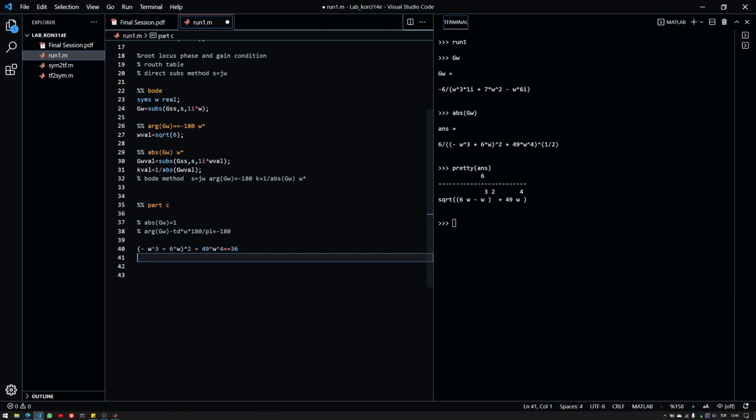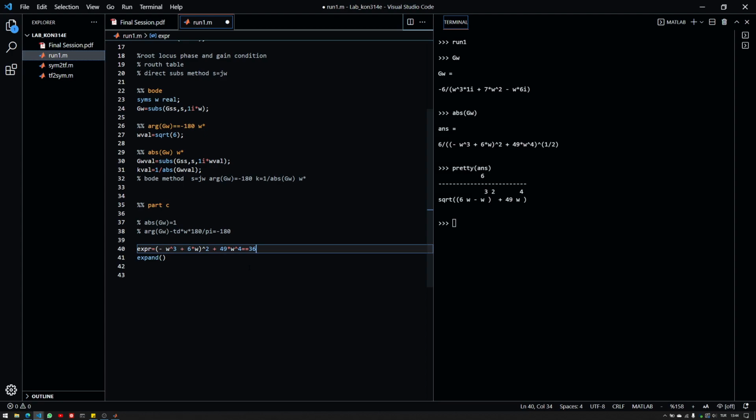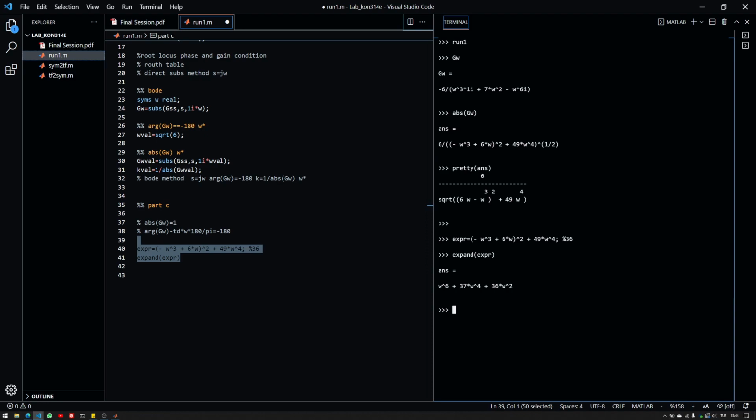Of course, this might give us a high degree polynomial, which is likely the case here. So let's expand the expression. Let's call this expression, and note that it should be equal to 36. So let's expand this expression, which gives us the following here.